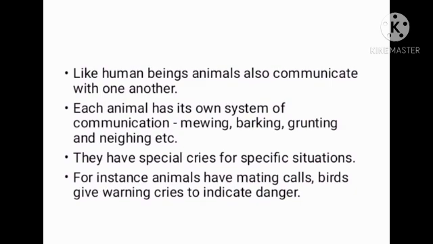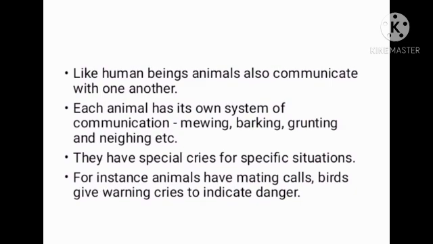Let's recall the important features of human language. Yes, displacement, arbitrariness, duality or double articulation, productivity or creativity, cultural transmission, and discreteness. As you all know, language is an indispensable part of human life. Like human beings, animals also communicate with one another. Each animal has its own system of communication.